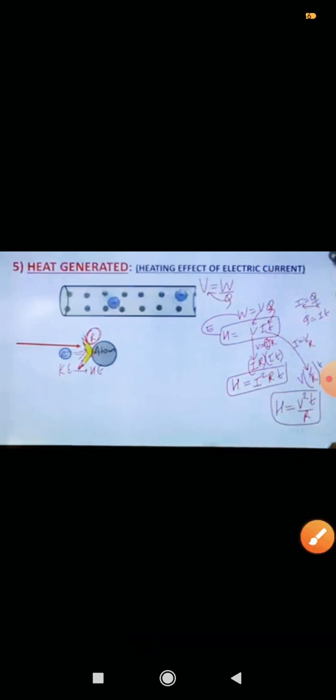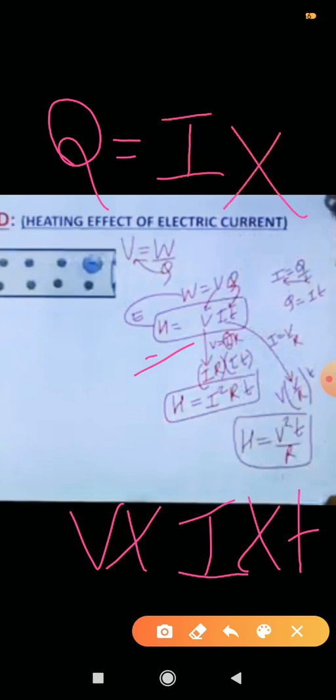Here the formula is, I can zoom in one minute. Heat energy is equal to voltage into current into time. When we find the charge in coulombs, the formula is I into time, so we substitute this in the heat formula. The first formula of heat is V into I into t. I hope you understood. And the second formula of heat is I square R T, meaning current squared times the product of resistance and time.